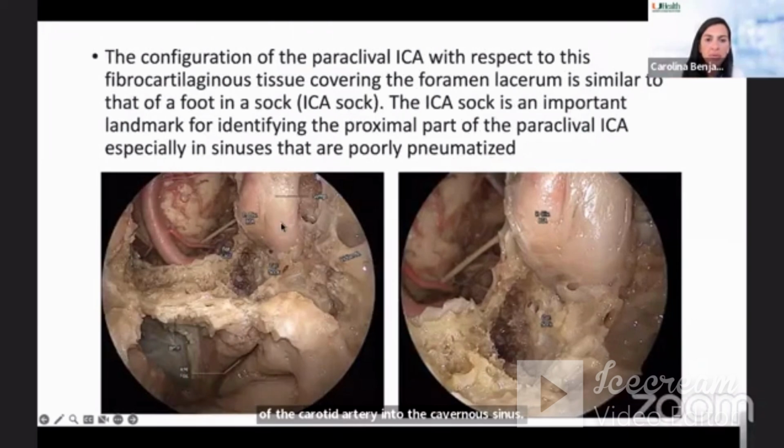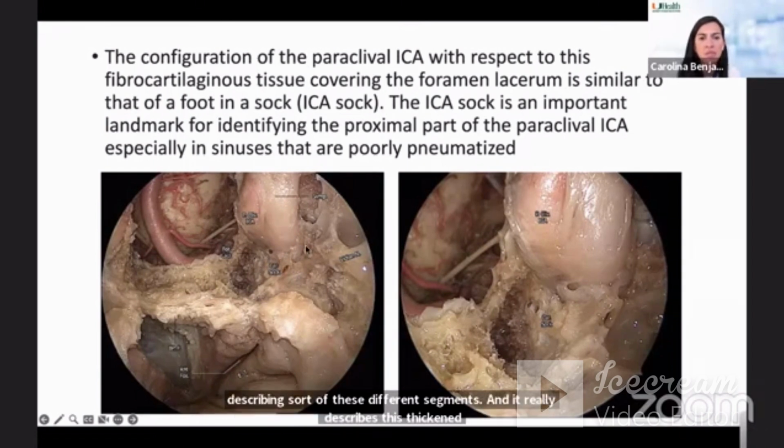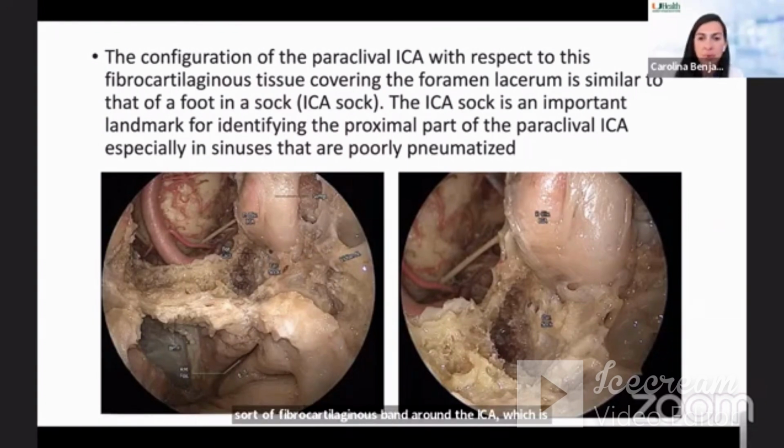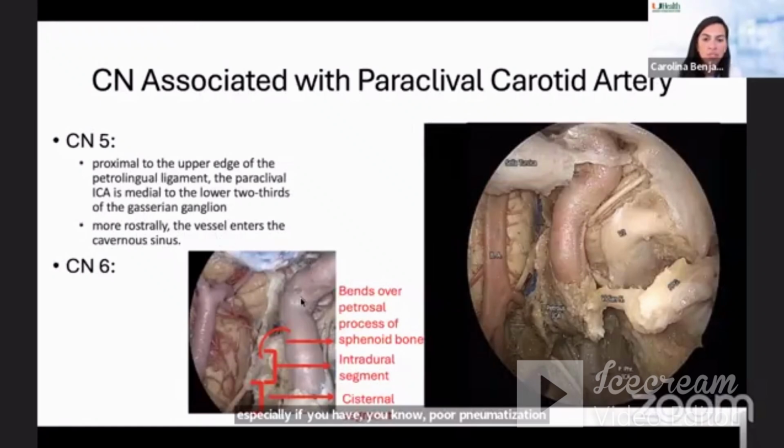So again, the configuration here around the lacerum segment really acts like a foot in a sock, which is why it's called the ICA sock. This is a paper from Amin Kassam describing these different segments, and it describes this thickened fibrocartilaginous band around the ICA, which is the ICA sock. And it is an important landmark for identifying the proximal part of the paraclival ICA, especially if you have poor pneumatization of the sinuses, where you depend more on the soft tissue exposure.